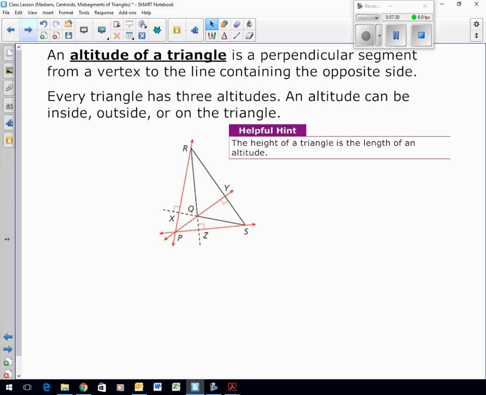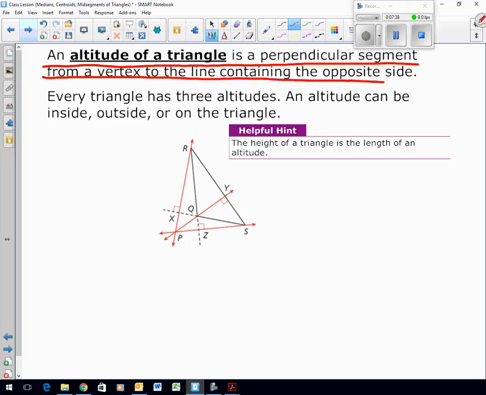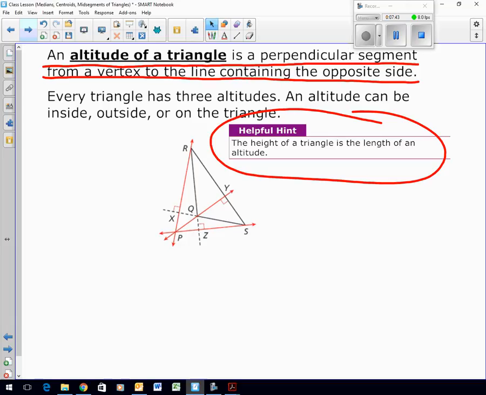All right, let's talk about this real quickly. Here's what I want you to write down. An altitude of a triangle is a perpendicular segment from a vertex to the line containing the opposite side. Please write our helpful hint as well, which is that the height of a triangle is the length of its altitude.